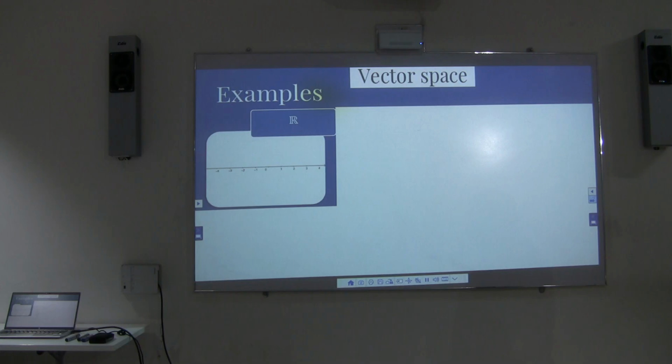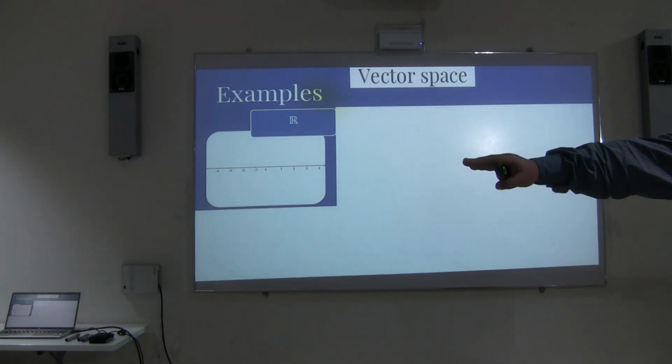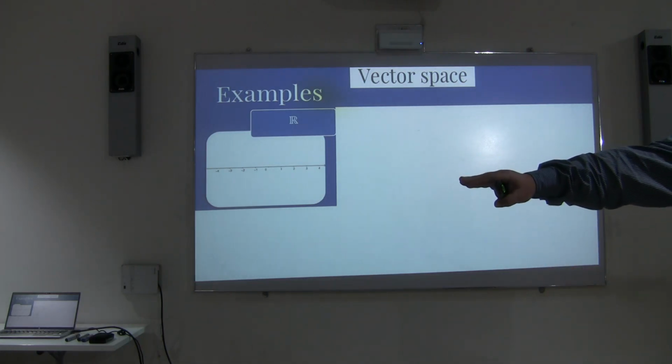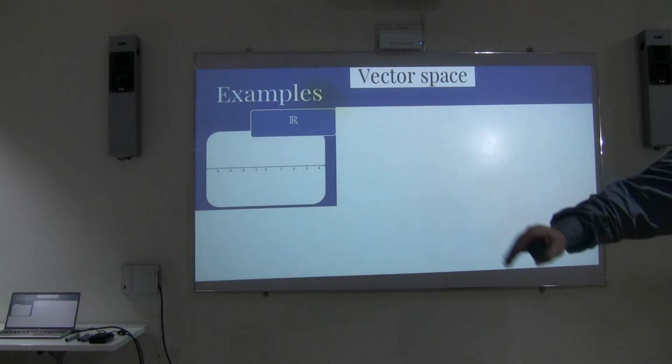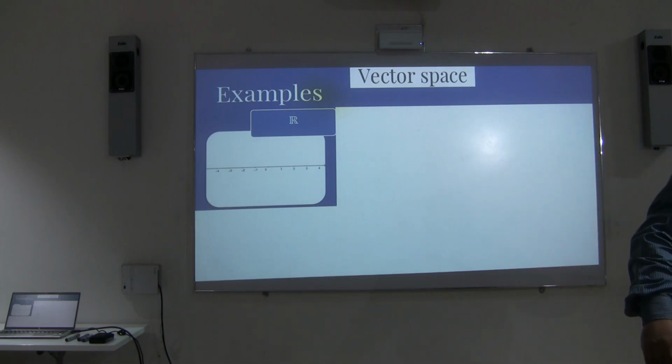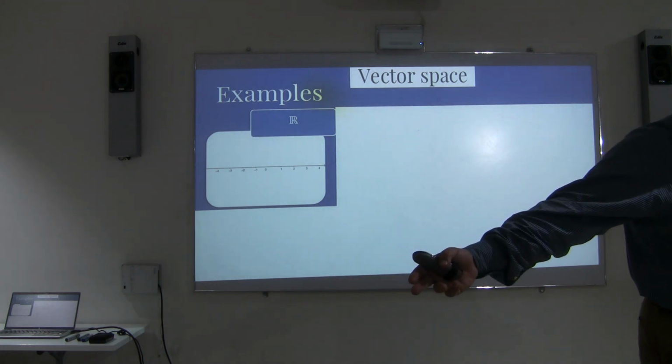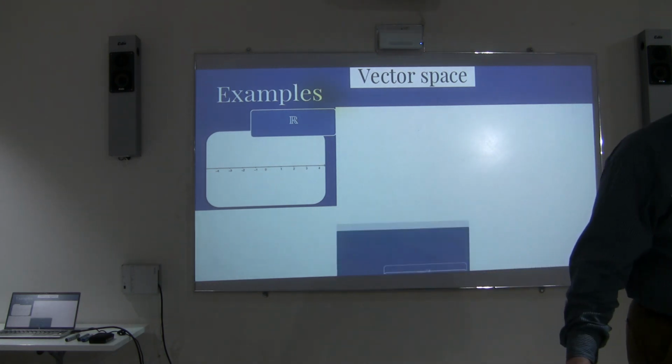Okay, examples. R represents a vector space. Think of the set of real numbers: 1, 2, 3, 4, 5, 6, negative 1, negative 2, and so on, and their fractions. They represent a vector space. Why? Because for each one of these numbers, if you add, multiply, or whatever, you will find the result in the real numbers. It also contains the zero, and also contains the inverse of each one of these numbers. So it represents a vector space.